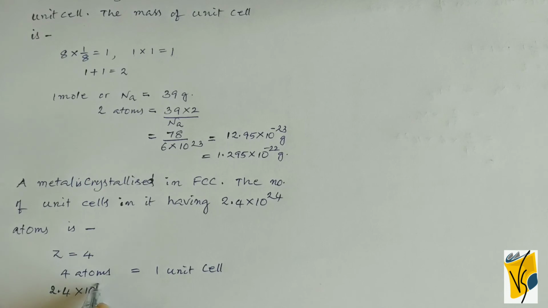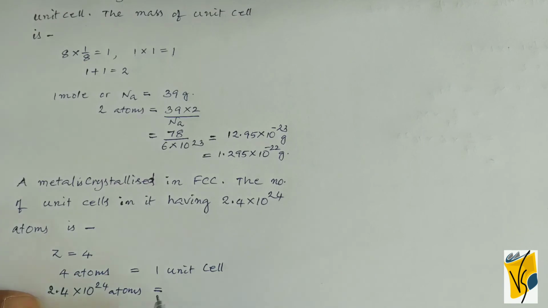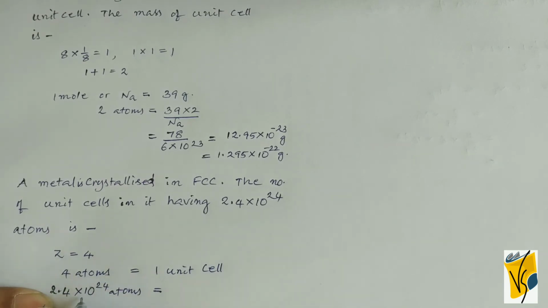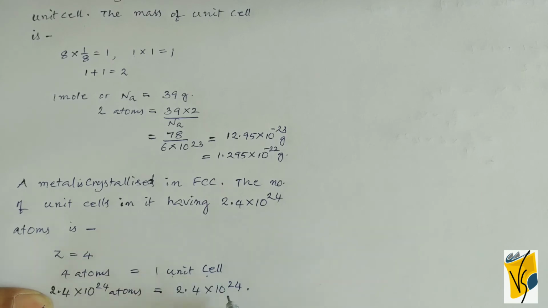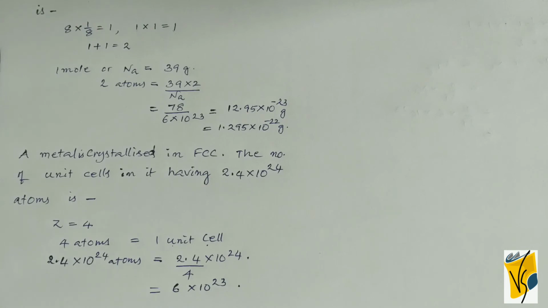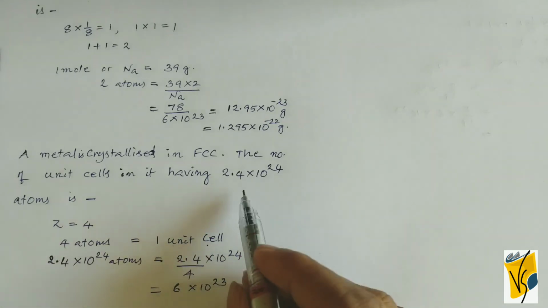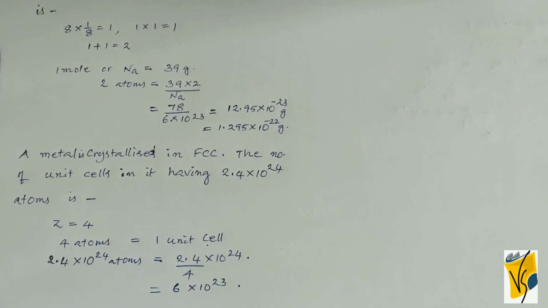Here we have to calculate the number of unit cells having these many atoms. 2.4 into 10 to the power of 24 atoms now contain how many unit cells? That is equal to this into this divided by 4: 2.4 into 10 to the power of 24 atoms into 1 unit cell divided by 4. So that is equal to 6 into 10 to the power of 23 unit cells in 2.4 into 10 to the power of 24 atoms.